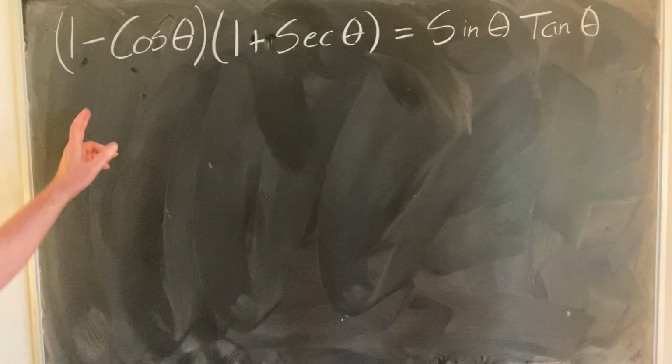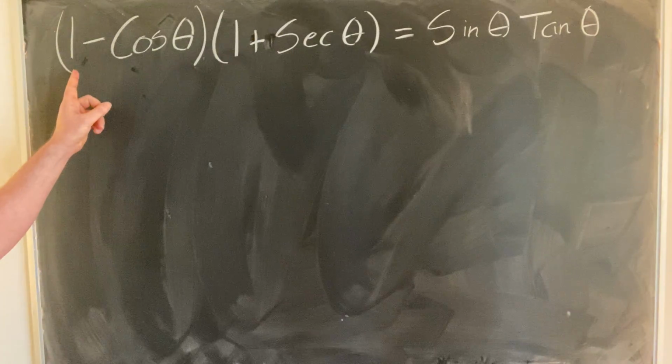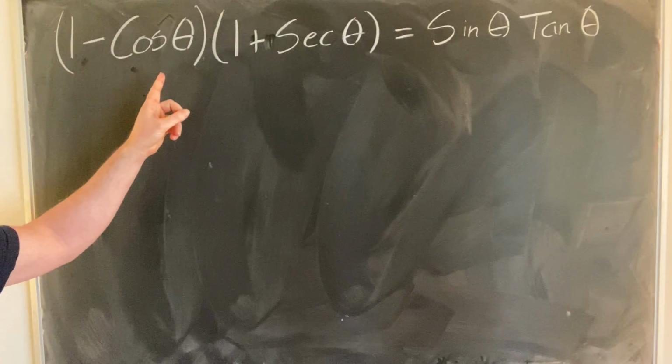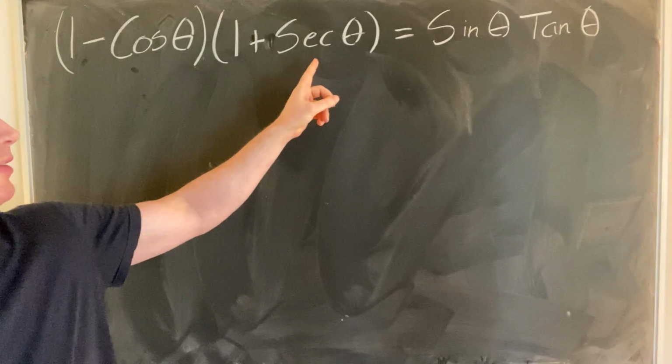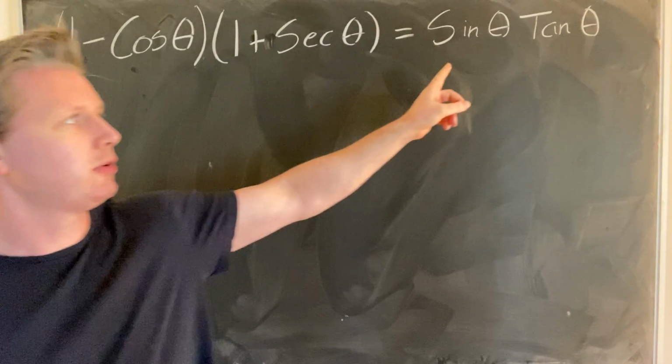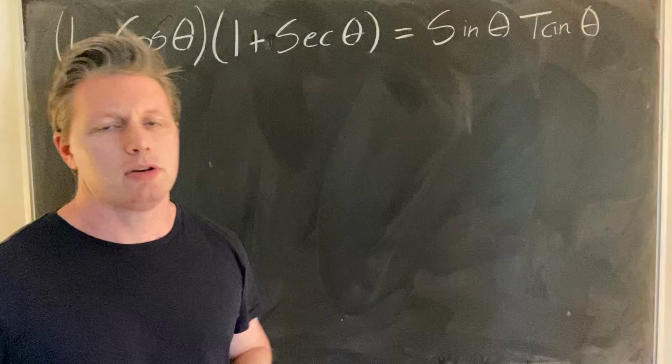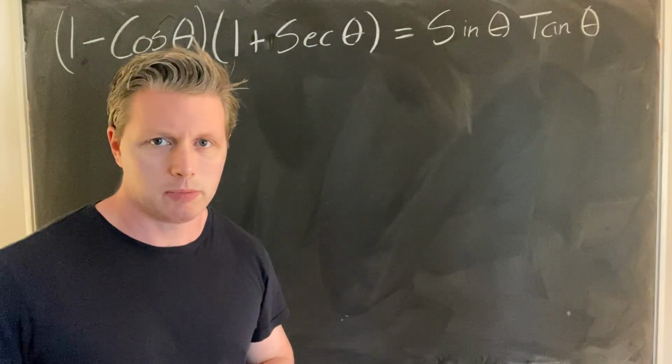In this problem, you are asked to show that 1 minus cosine theta times 1 plus sec theta is equal to sine theta tangent of theta. Right, so that's the problem.